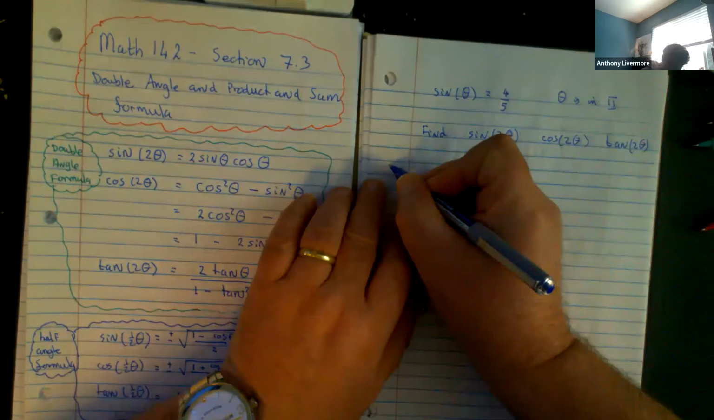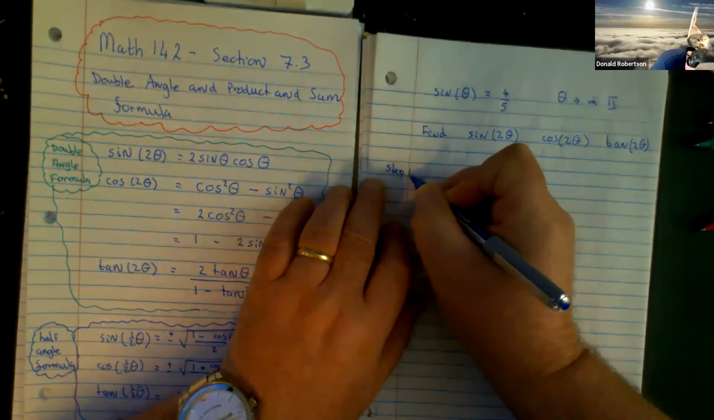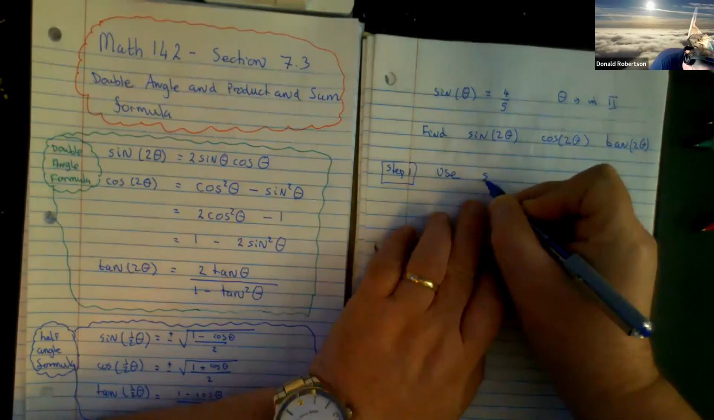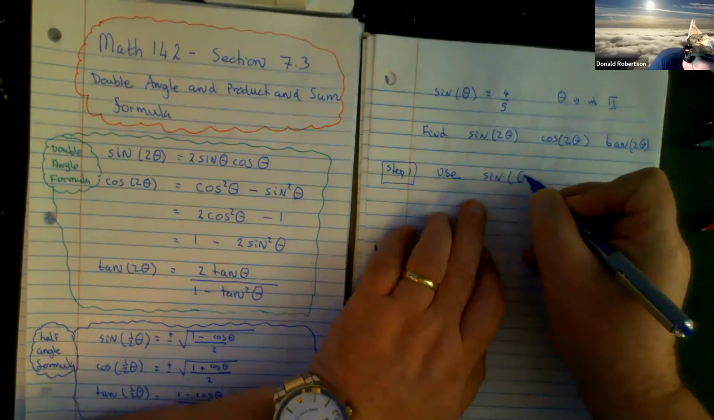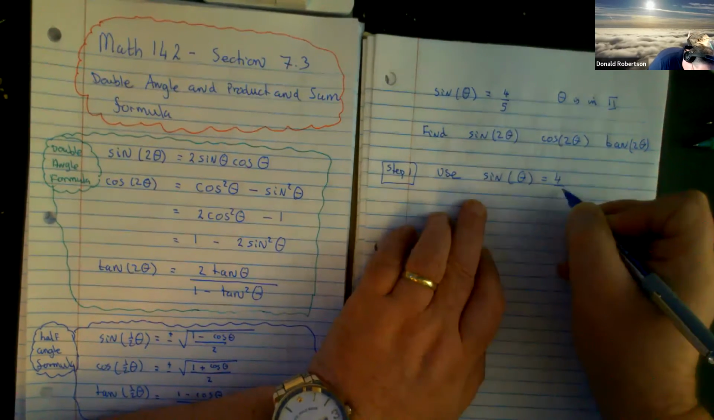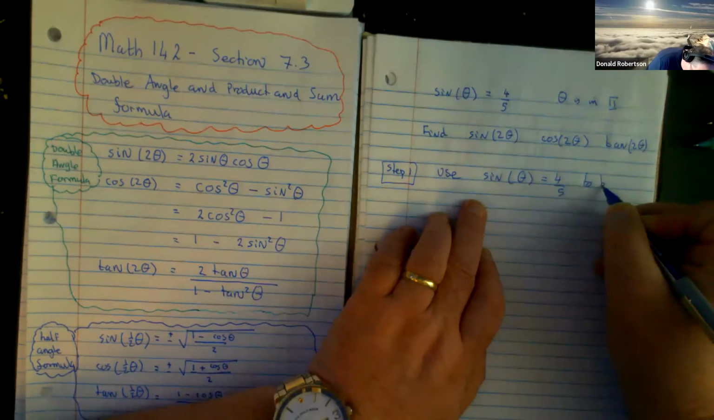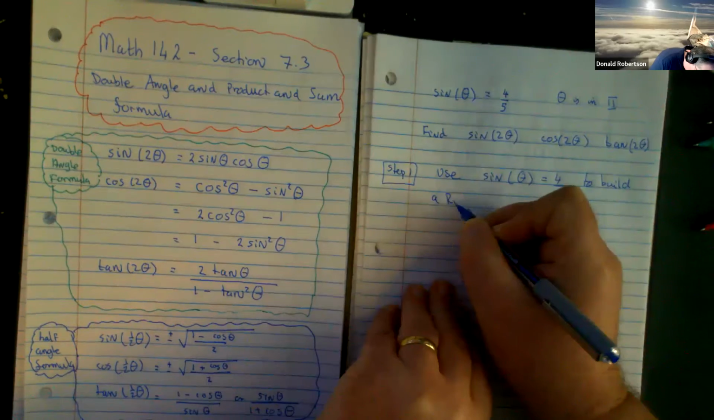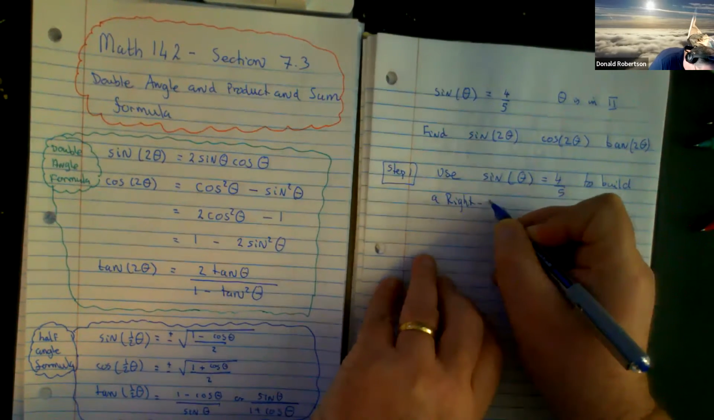First thing you're going to do, let's break it into steps. Step 1, use the equation or the trig ratio that we've been given to build a triangle. In particular, build a right-angled triangle.